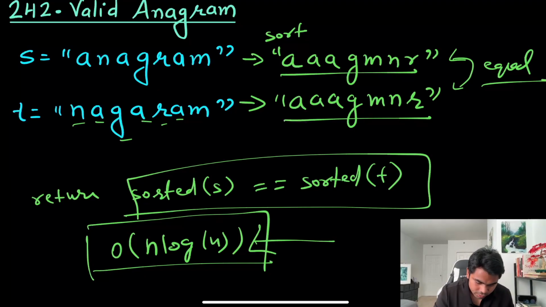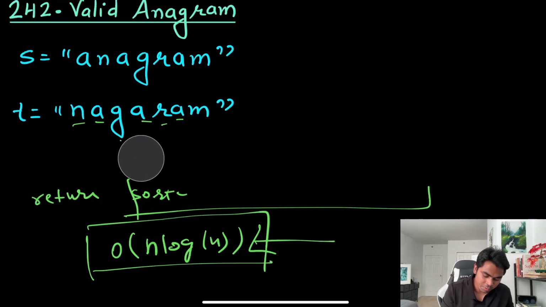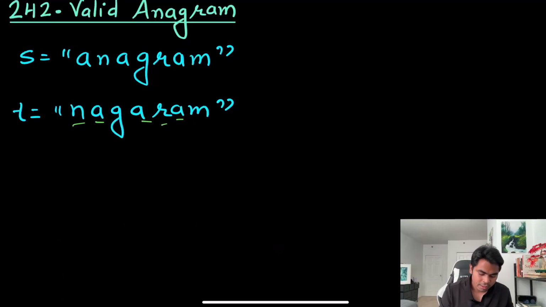Is there a better solution? Yes, of course there is. I'm sure you have written the better solution and you came for the brute force, because it's so simple, right? It's all about checking if whatever exists in s also exists in t, and that their frequency matches.